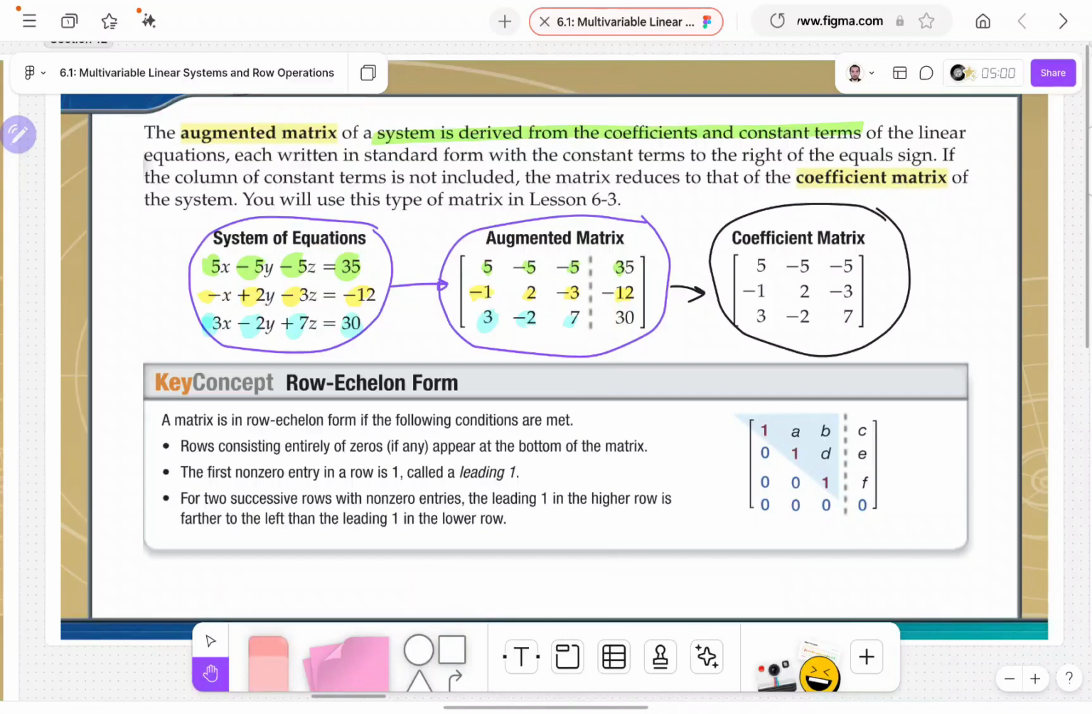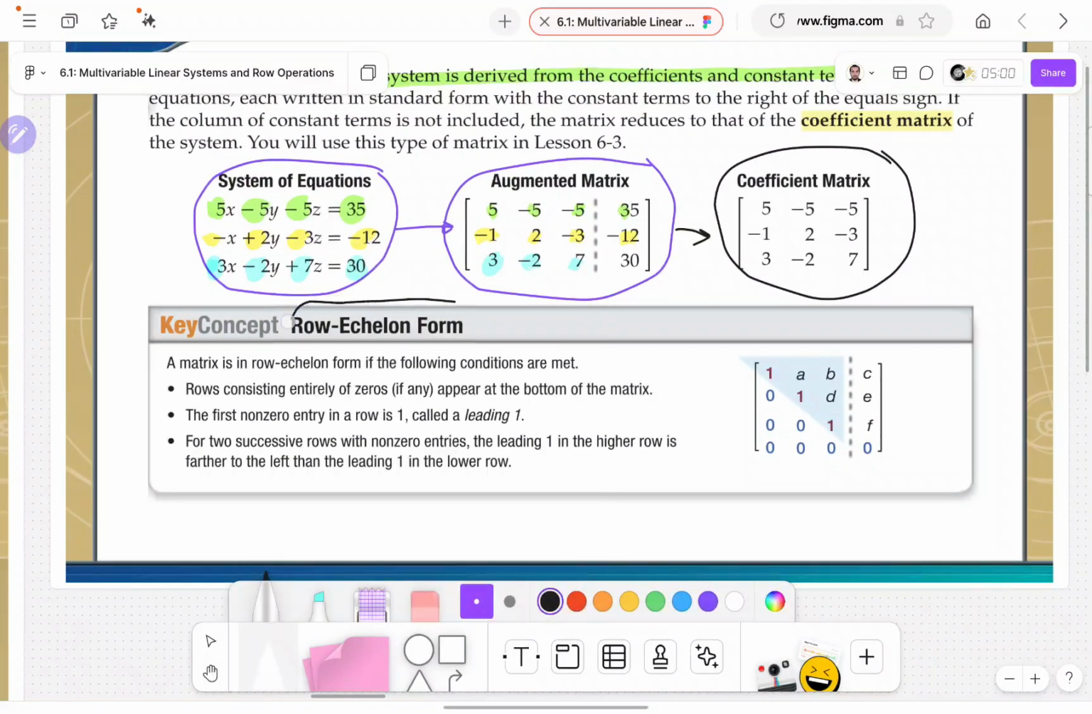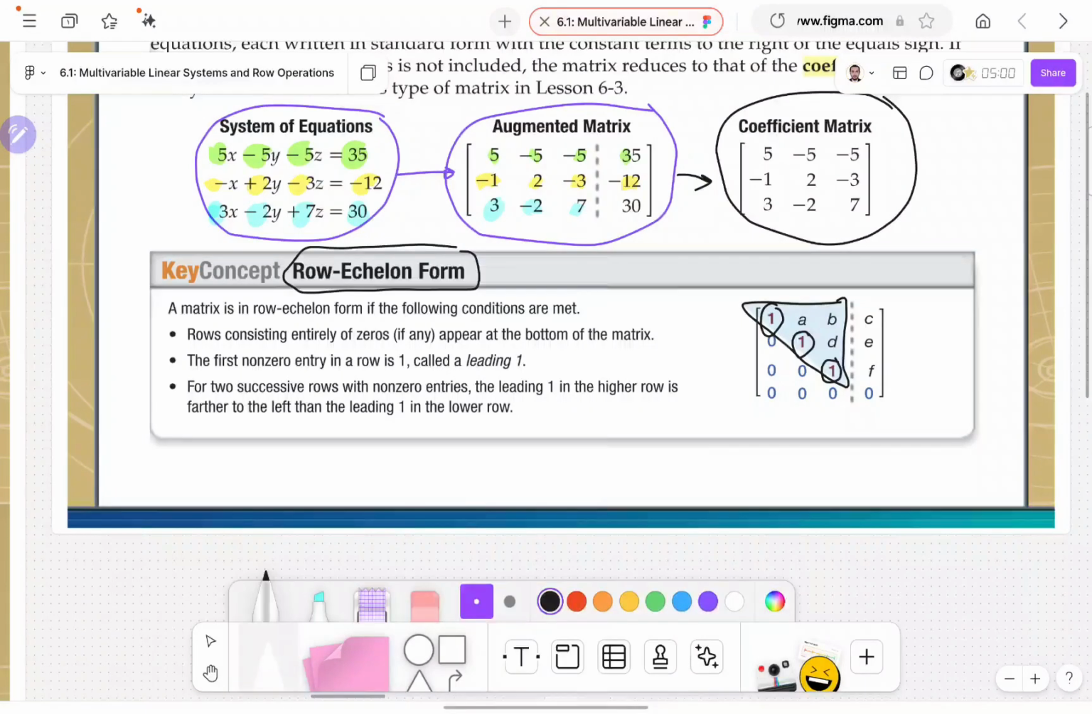Then we have something we call row echelon form. So what is exactly row echelon form? Row echelon form is when you are trying to solve the augmented matrix and make the inverted triangle, the inverted triangle that we learned, where we can make this one 1, this is 1, and this is 1. The row echelon form can be in different forms, based on the matrix.